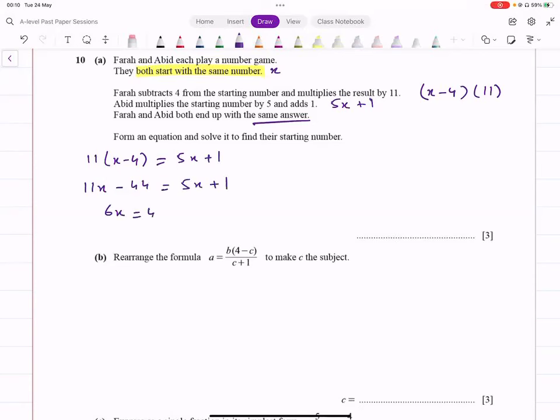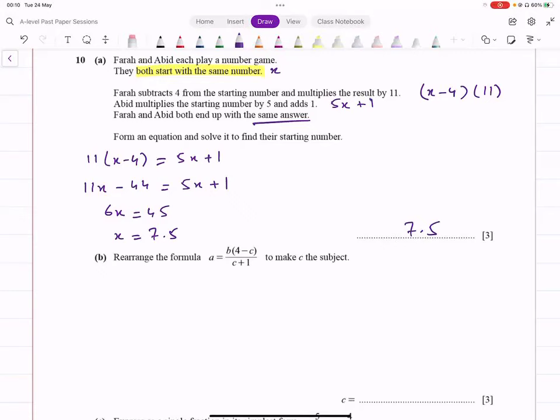6x equals 45 and x equals 45 over 6. That turns out to be 7.5. So they both start from 7.5. That's the value of x.